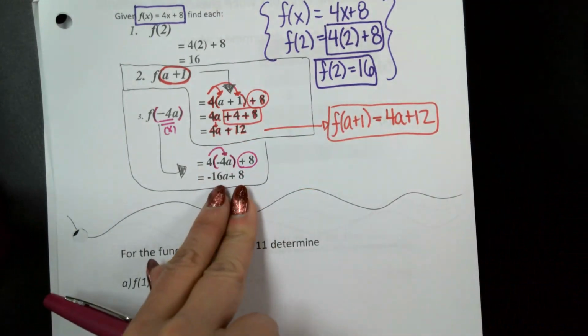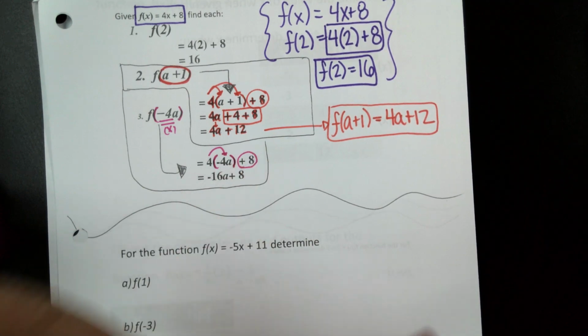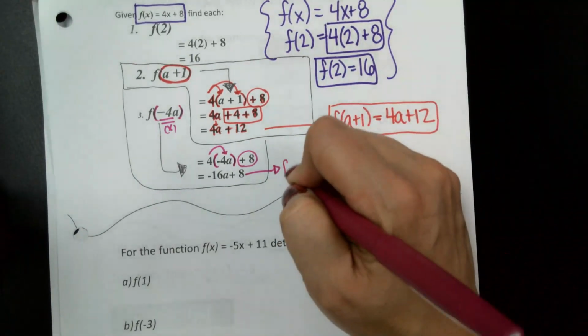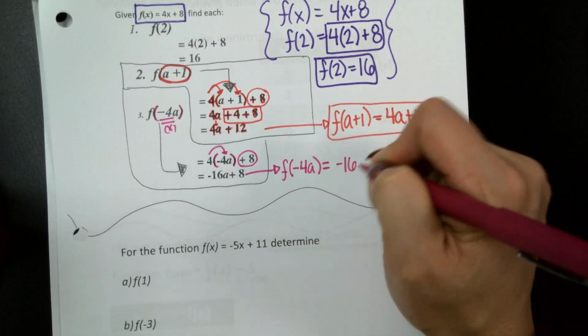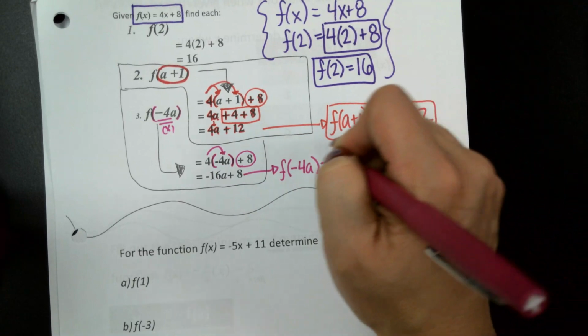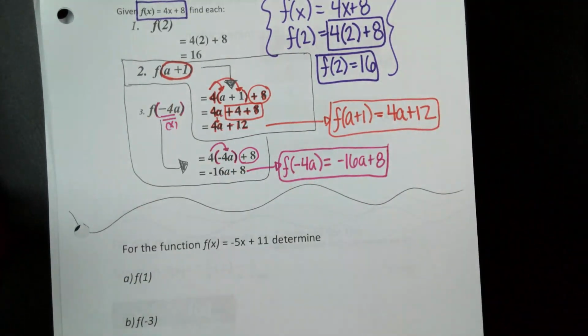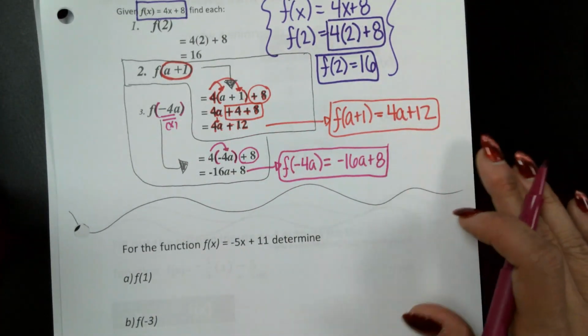Can you actually combine these two terms? Because, yeah, this one has an a and that one doesn't. So you're just going to leave your final answer as -16a plus 8. So I would write it as f of -4a equals -16a plus 8. Most of the ones you guys are going to do today, I'm not going to give you variables to plug in. I'm just going to give you numbers to plug in. So your final answer should probably be some constant, but that's good practice up there. Good practice with distributive property and whatnot.